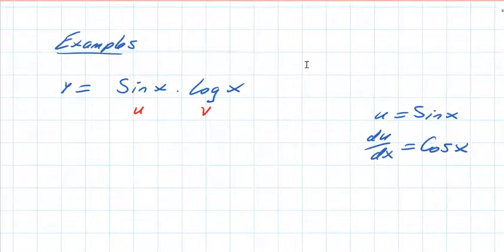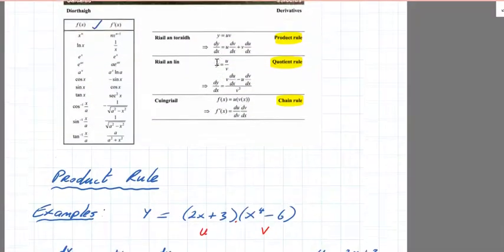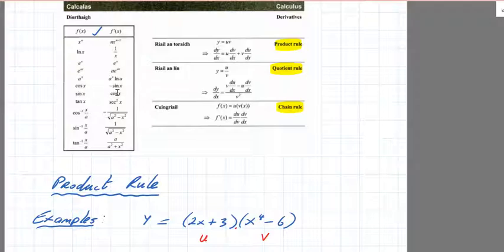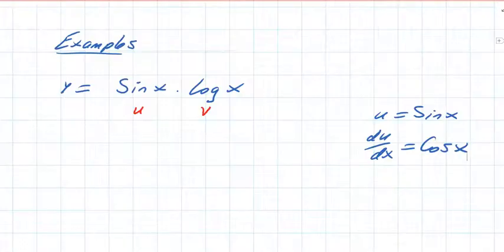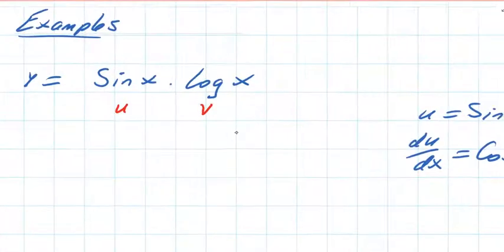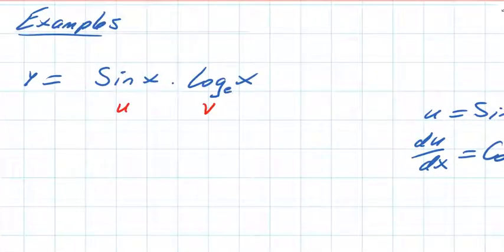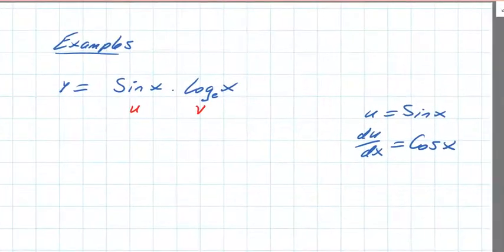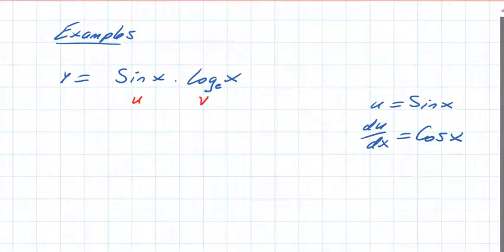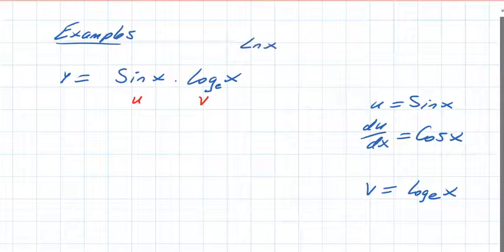That's the results from the tables we saw in the last lesson. So if you go back, sine and cos are already here. So sine goes to cos, and log goes to, we'll see, 1 over x. I should specify, of course, that's log to the base e, which is ln. And so we'll do this one now. So v is equal to log to the base e of x, or ln x, same thing. We'll just put that down just to remind you there.